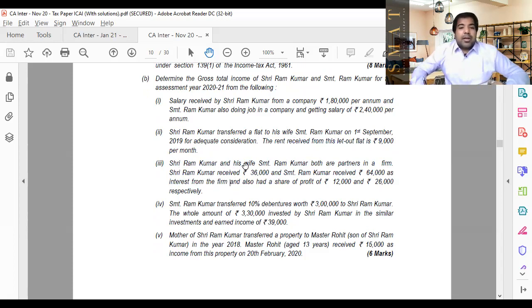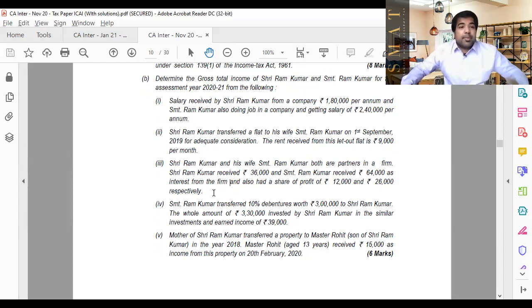Next, Mr. and Mrs. are both partners in a firm. Good for them. Mr. received 36,000 and Mrs. received 64,000 as interest from the firm. Guys, if you've been my student, and otherwise also, you know PGBP, in that the partner, wherever he gets interest, salary, remuneration, commission, it doesn't go in IFOS or salaries.